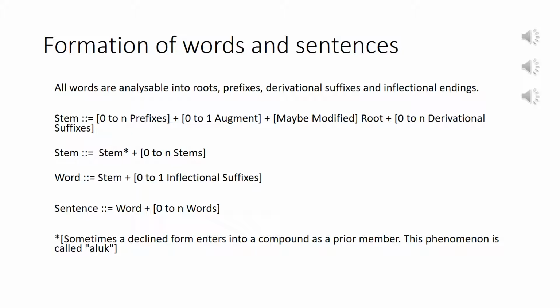Now, a stem is derived from the root by the addition of derivational suffixes. Many a time, some prefixes and occasionally an augment is also added at the beginning. A compound stem is formed by joining many stems together. Finally, the inflectional suffixes are added to the stem to form the word. A sentence is words strung together to make a construct that is meaningful.